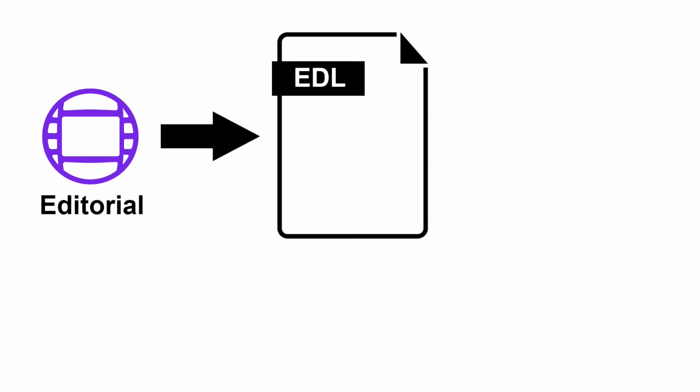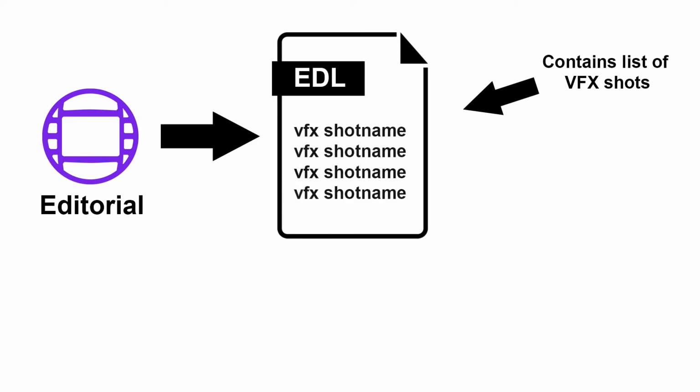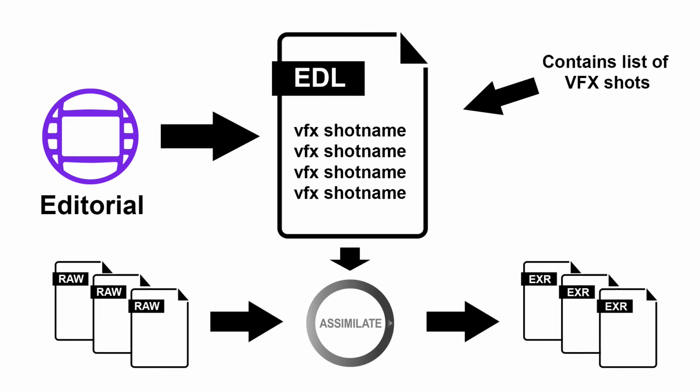Basically, what we're looking at here is an EDL that we got from editorial, and the EDL specifies a number of shots that need compositing and are supposed to go to the VFX department. And that EDL also features the corresponding VFX shot name, which we have to read out and apply to our clips before they are being transcoded from the raw material into OpenEXR files for the VFX department.